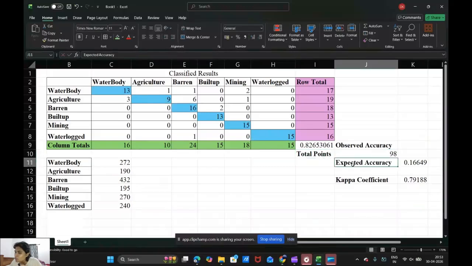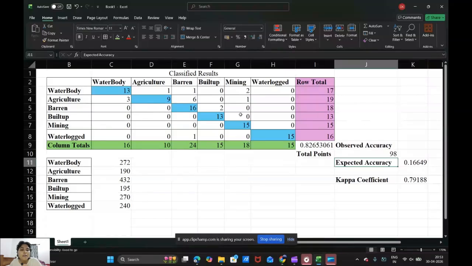Now this expected accuracy is very simple. What we do, we multiply the row total of that class. For example, which is the row for water body? It is this. What is the row total there? 17. And then we have column also of water body, which is 16. So we multiply column total of water body with the row total of water body, and we write it here. So for water body, we have 17 multiplied by 16, that gives us 272. And then for agriculture also 19 multiplied by 10, that gives us 190.